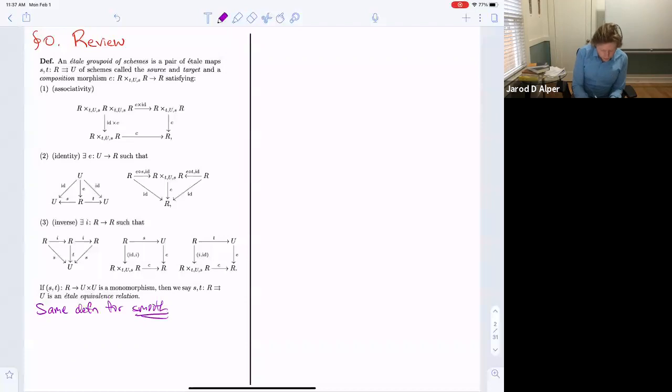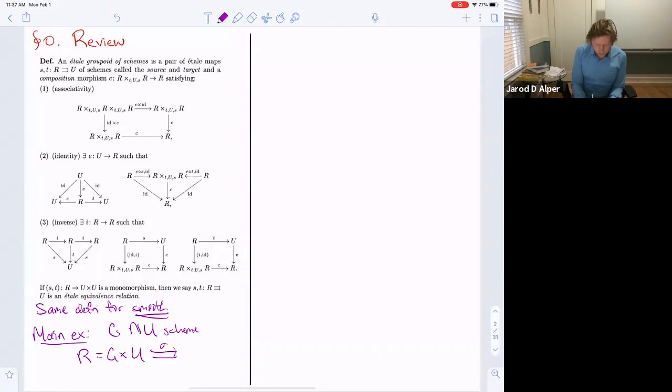And the main example of this construction comes from equivariant geometry, where you take an algebraic group G acting on a scheme U, and then your scheme of relations R is G cross U, and your two maps are one, the group action, and two, the second projection. Right, that's where we were.